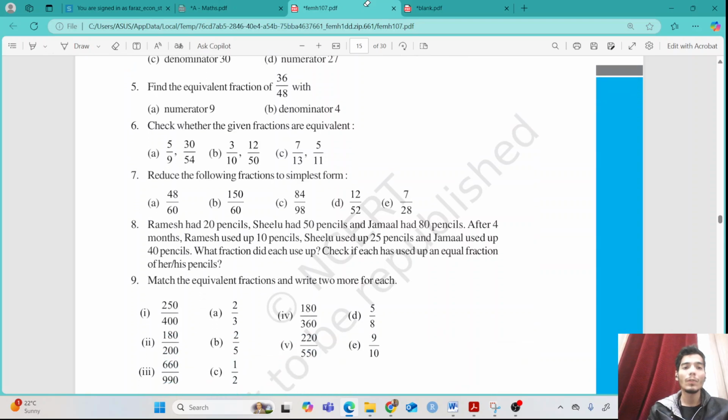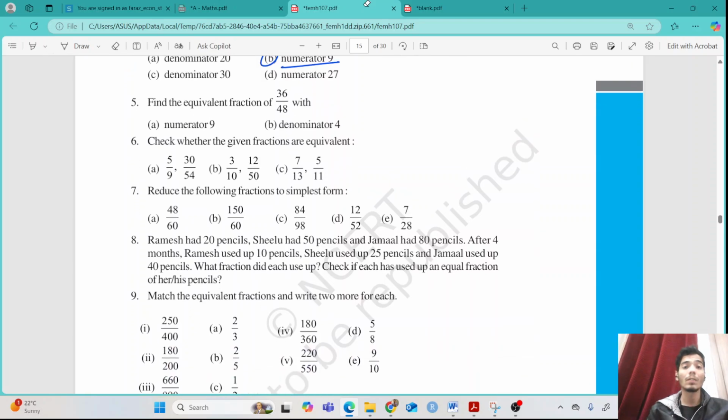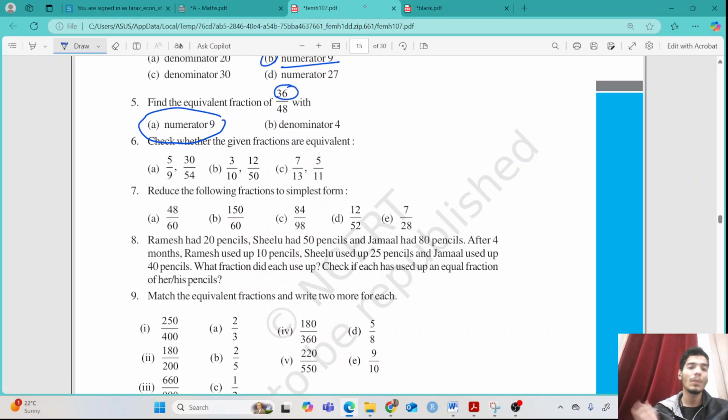Now moving on to the fifth question, find the equivalent fraction of 36/48 with numerator 9. तो इस केस में हम देख सकते हैं कि जो हमारे पास न्यूमरेटर 9 है दिस इज स्मॉलर एज कंपेयर टू द न्यूमरेटर गिवन इन द क्वेश्चन की 36. तो ऐसा जब भी केस आता है मैंने पहले भी एक्सप्लेन किया था, इन दिस केस यू ऑलवेज हैव टू डिवाइड द नंबर विद सम नंबर सो दैट यू कैन गेट न्यूमरेटर एज 9.